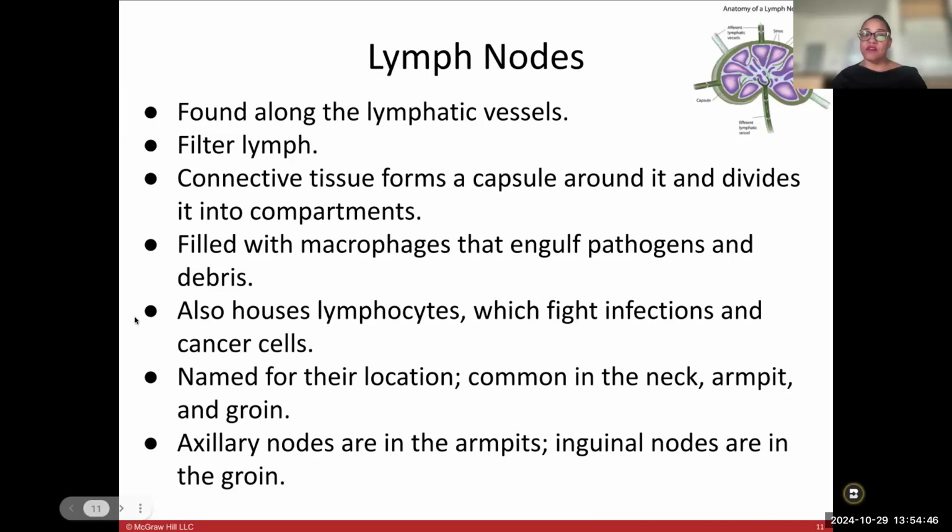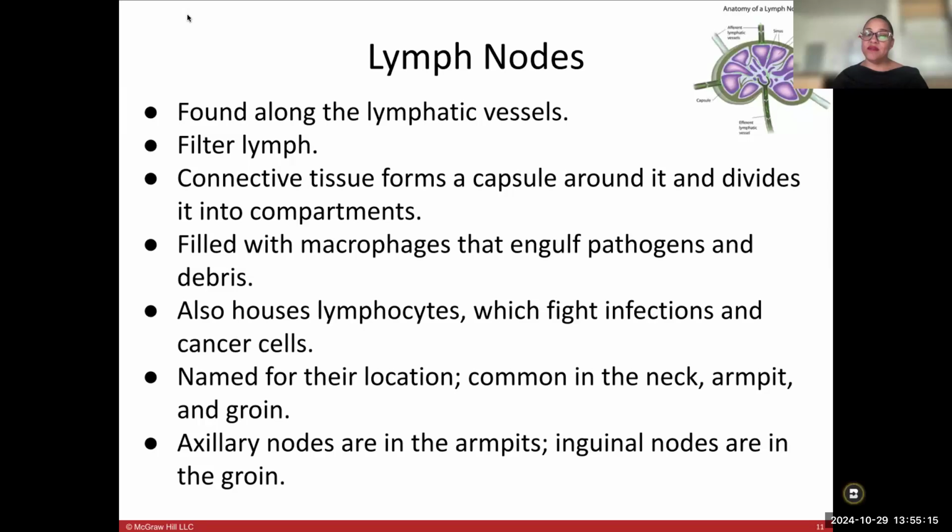Lymph nodes are found along the lymphatic vessels. They filter the lymph. Connective tissue forms a capsule around it and divides it into compartments. You can see in the top right, that's the inside of a lymph node. You can see it looks like a tiny little kidney, but it has its own little compartments inside. It's filled with macrophages that engulf pathogens and debris. It also houses lymphocytes, which fight infections and cancer cells.